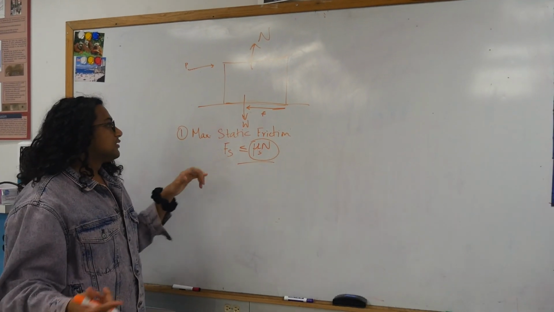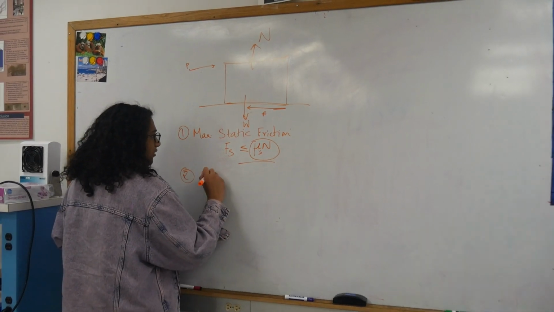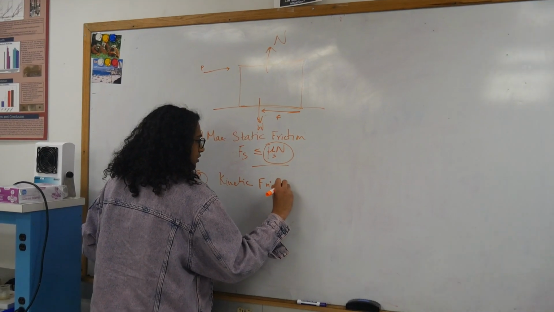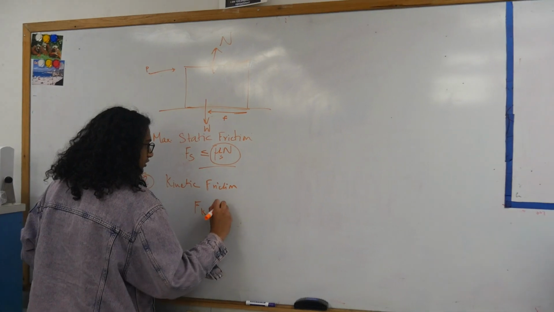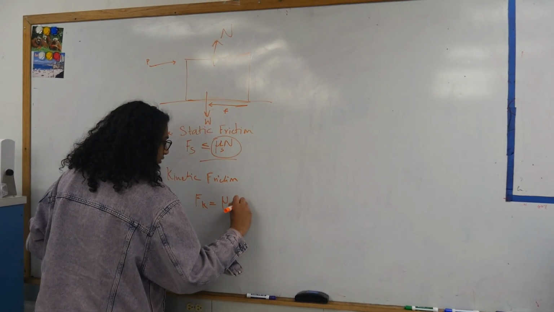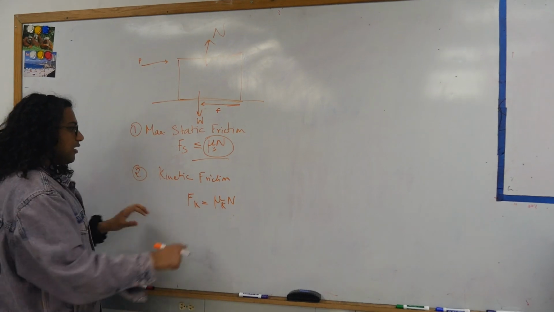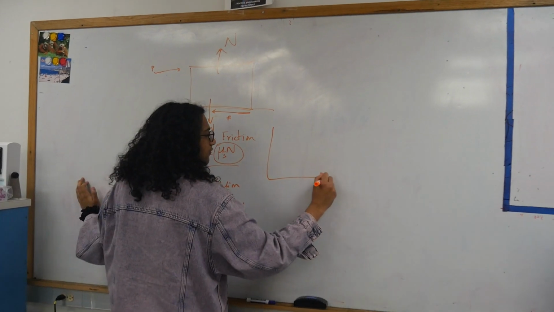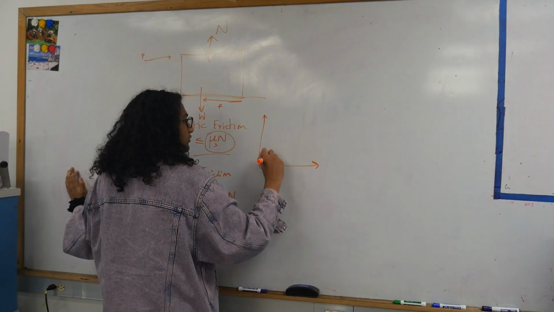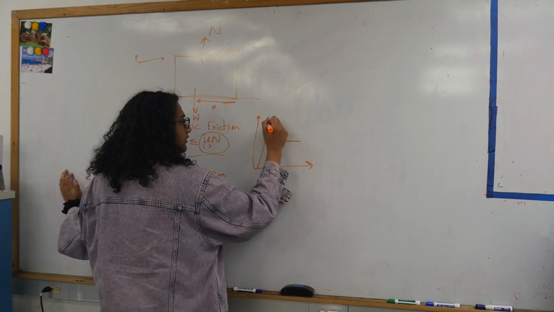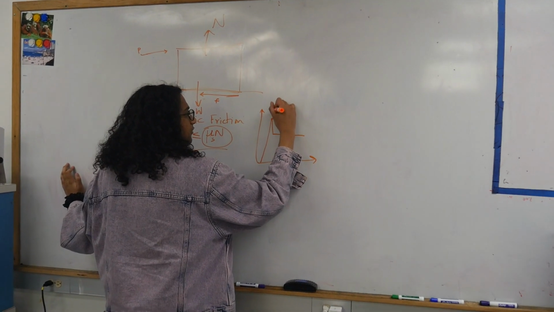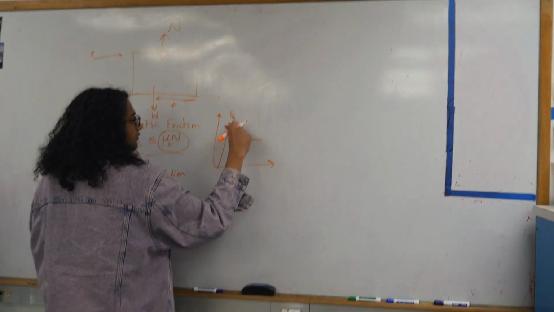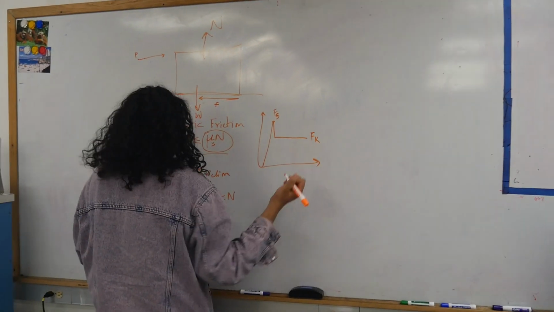At that point the motion is impending, so it converts into kinetic friction, and kinetic friction is mu kinetic times N. And if we look at the graph of friction, it drops here. This is the maximum friction force, which is the static friction, and then this is the kinetic friction.